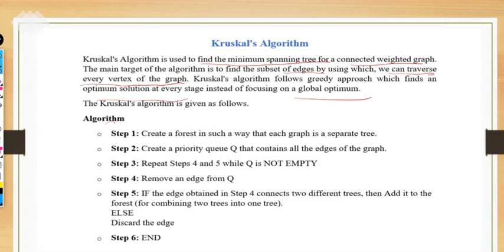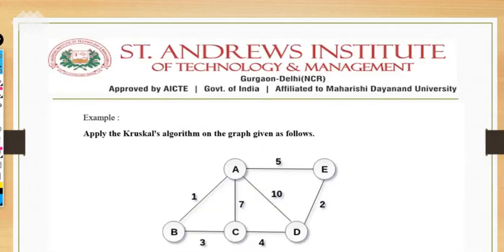So these are the steps to follow this algorithm. First, you have to create a forest in such a way that each vertex is a separate tree. So you have to cover all these things. I'm just taking an example and moving directly to the solution for that problem by using the Kruskal algorithm. So this is an example that is shown here.